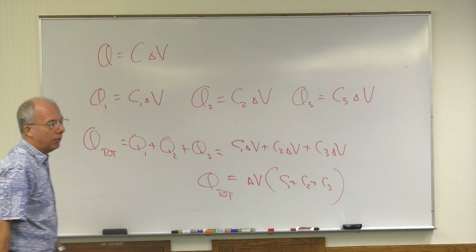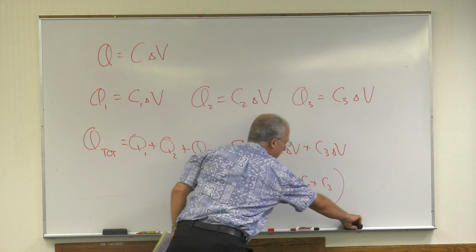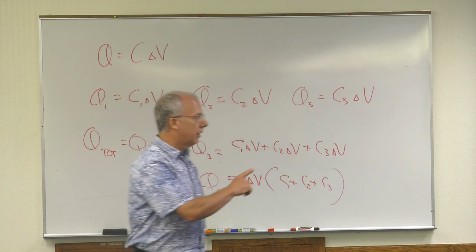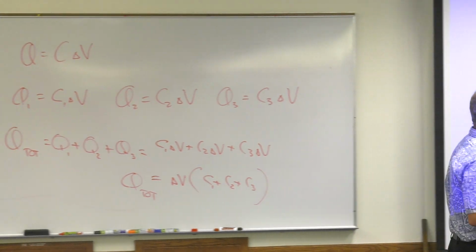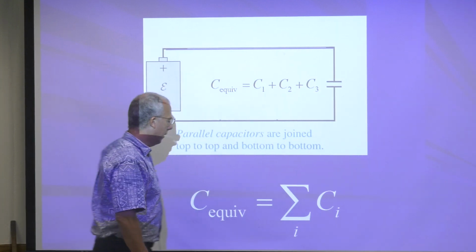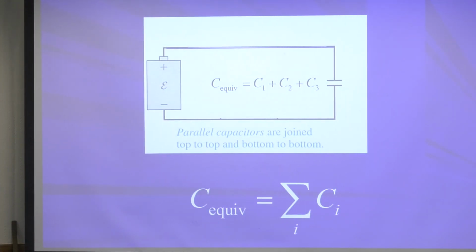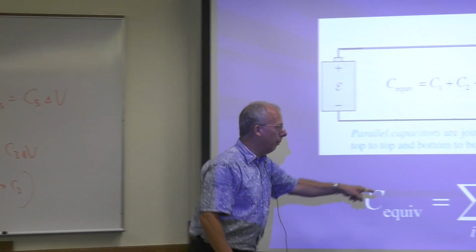So what's the equivalent capacitance? Just the sum. That means I could replace these three capacitors with just one, as long as the capacitance of this one was equal to C1 plus C2 plus C3. So what do you notice? Capacitors in parallel, you just add them.